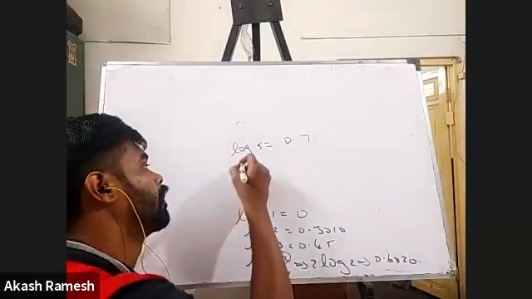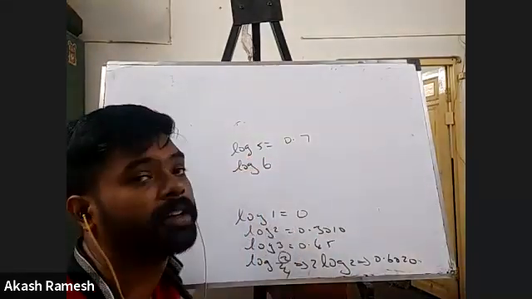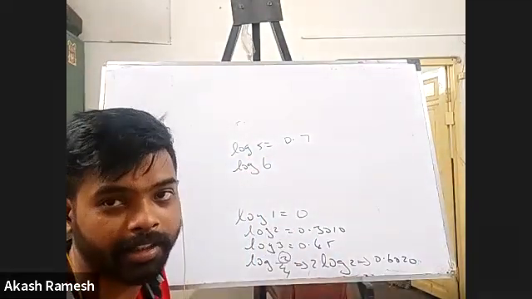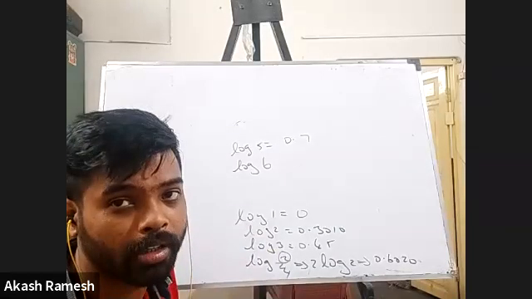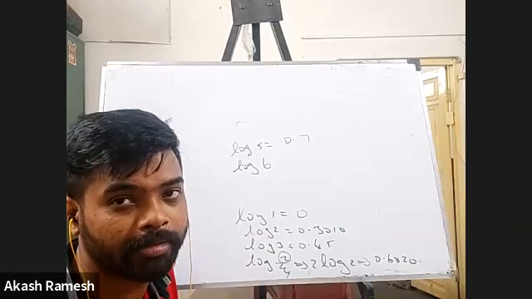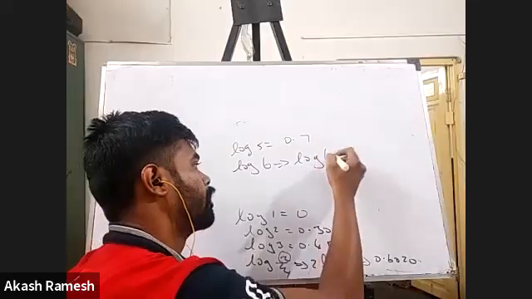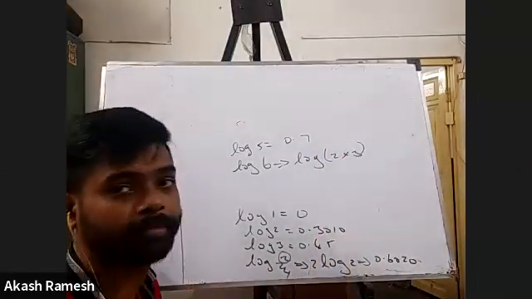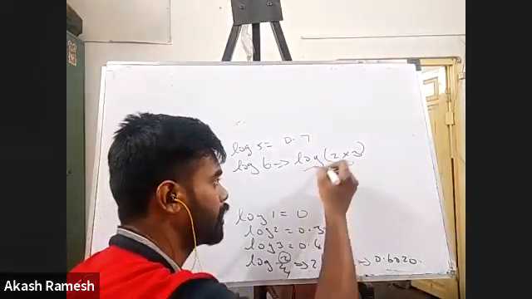Right? Fine. Log 6. Now log 6, how can I write it? 2 into log 3. Log of 2 into 3. Is that what you're saying? Yes, sir. Right. So this can be written as log of 2 into 3. Okay. Now again, this can be written as how?